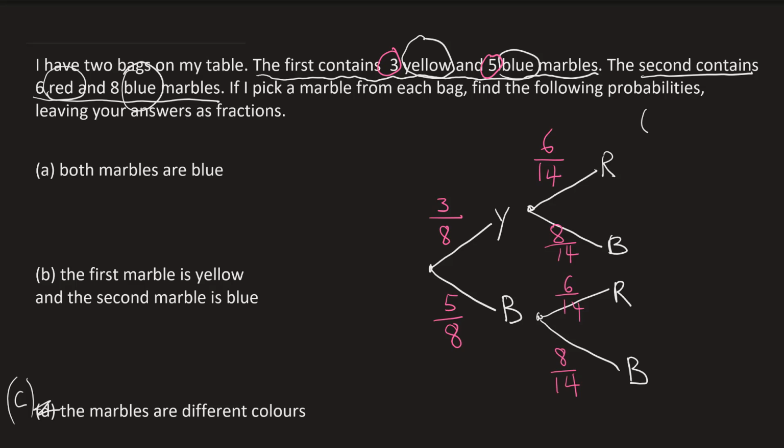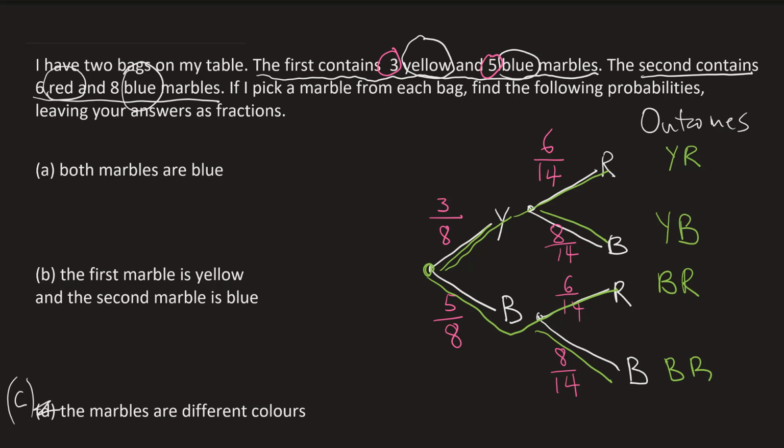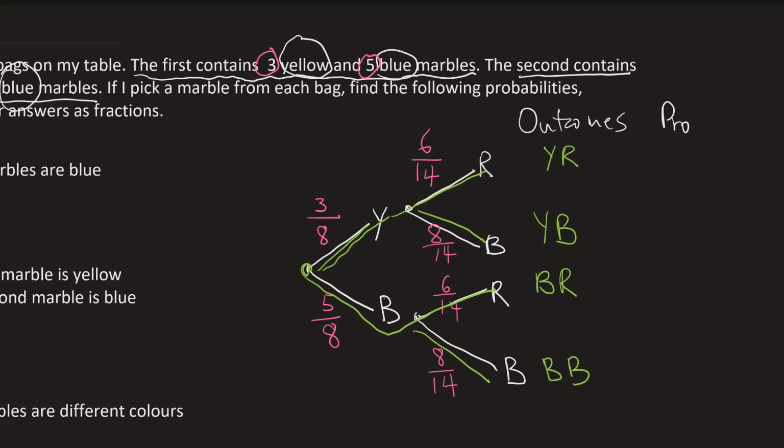The next thing we want to do is write down our outcomes. Let's follow the first branch. I'll do it in green. So we start here. So there's a yellow and red. The second outcome will be a yellow and then blue. The third one will be down here, blue and then red. And the last one will be blue and blue. So these are all our possible outcomes. I'm just going to shift this across a little bit and let's write down the probabilities.